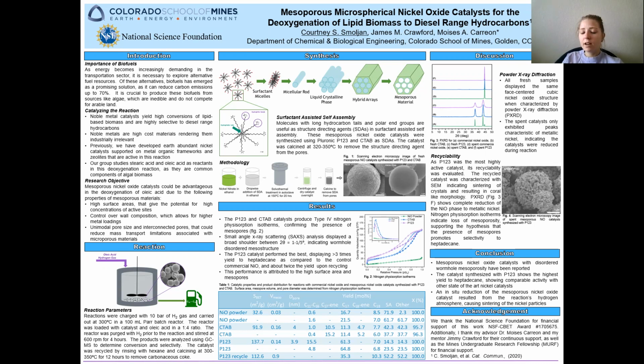We synthesized the catalysts based on a method that was used previously to make mesoporous gallium oxide. Once they're synthesized, we tested them in a batch reactor with oleic acid. Oleic acid is a simulated biomass molecule commonly found in algae, and that's why we chose that one. And we let it run for 4 hours, and the desired product is heptadecane, which is a C17 hydrocarbon.